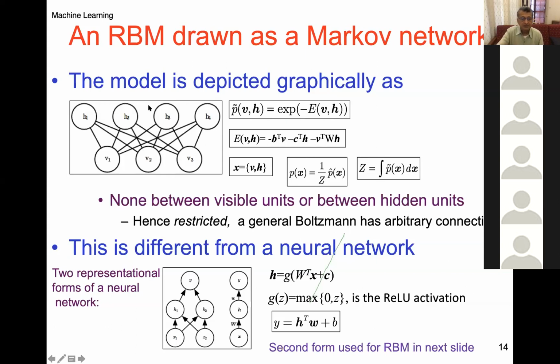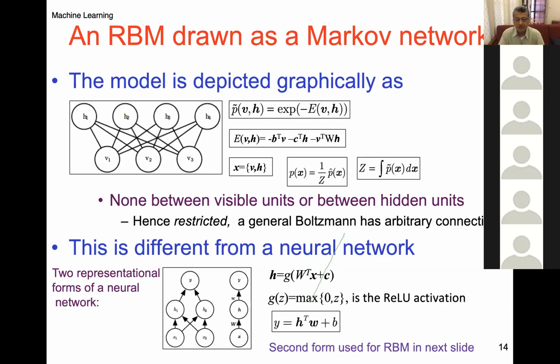Okay, let's go with this one. This is the network, Vs and Hs here. We have learned that given any Markov network, I can write an unnormalized distribution of the Markov network. P tilde of V,H, that's the unnormalized distribution. And that can be written as exponential of minus E(V,H). So we are now using the energy formulation.